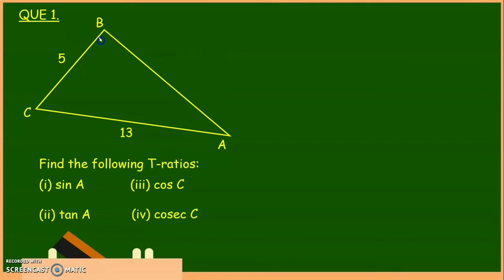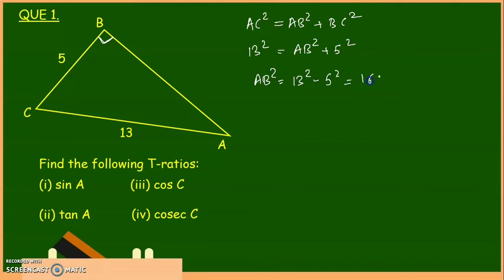So here in this triangle, angle B is 90 degrees and two sides of the triangle are given. So by using the Pythagoras theorem, we will find the third side, that is AB. We can say AC square equals AB square plus BC square. Here AC is given as 13, AB is not given, and BC is given as 5 square. So AB square equals 13 square minus 5 square, which is 169 minus 25, equal to 144. So AB is equal to under root 144, that will be equal to 12.